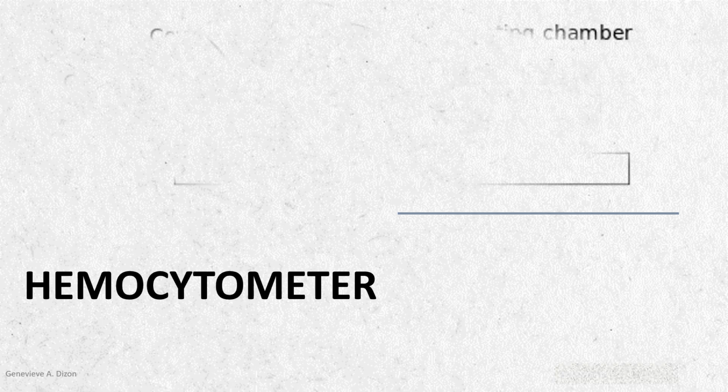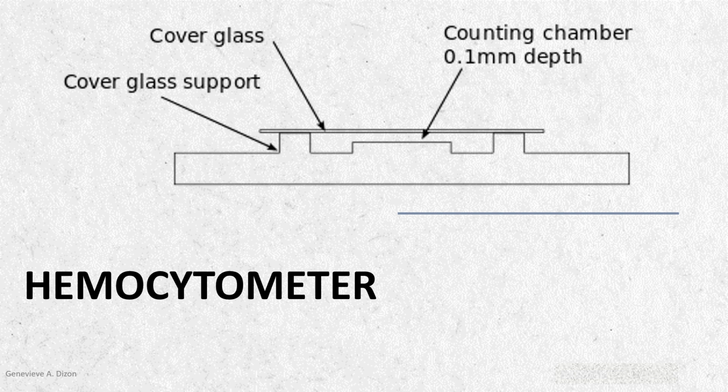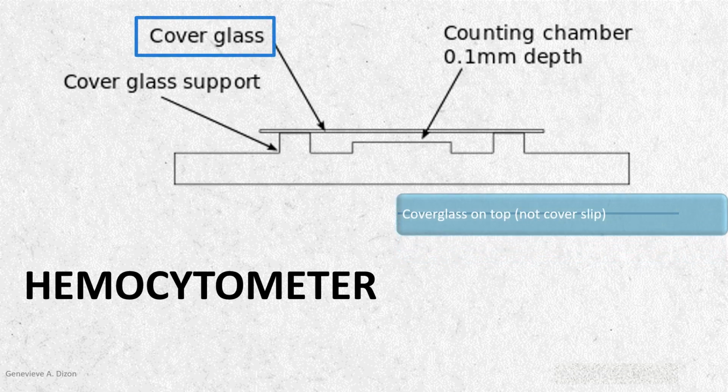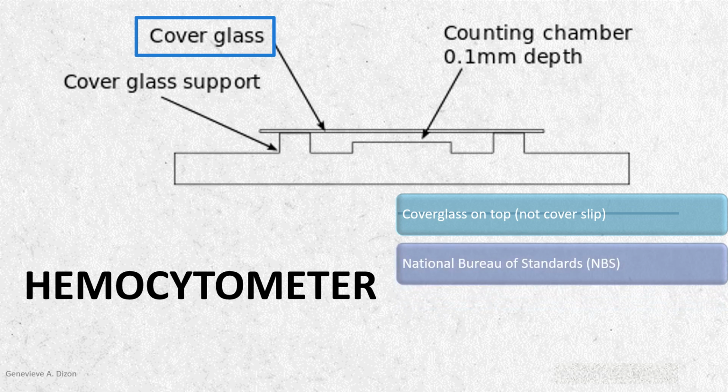This is how the hemocytometer looks from the side. A cover glass is placed on top of the counting surface. The hemocytometer and the cover glass must meet the specifications of the National Bureau of Standards as indicated by the initials NBS on the chamber.